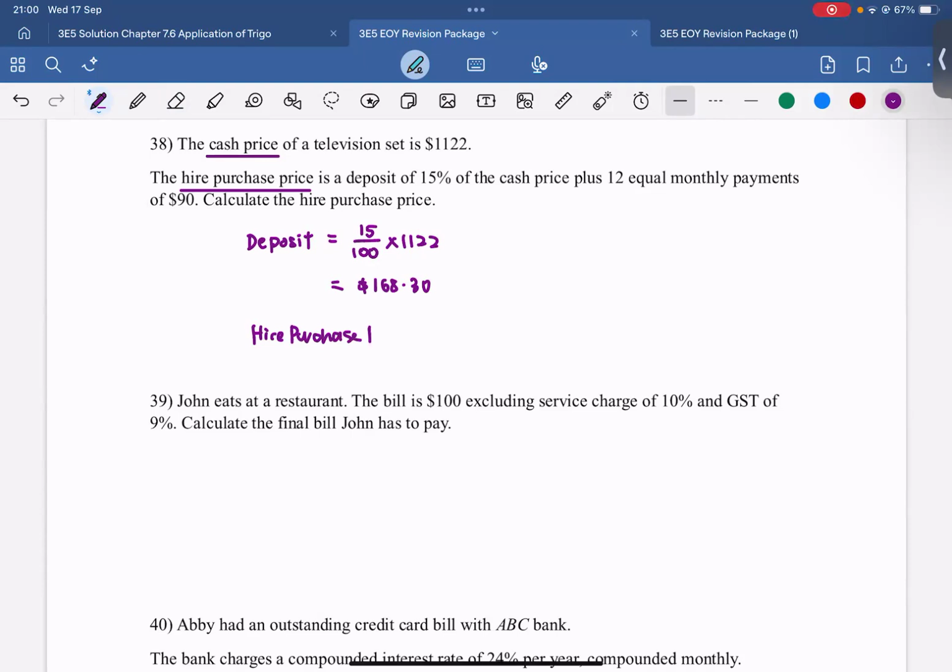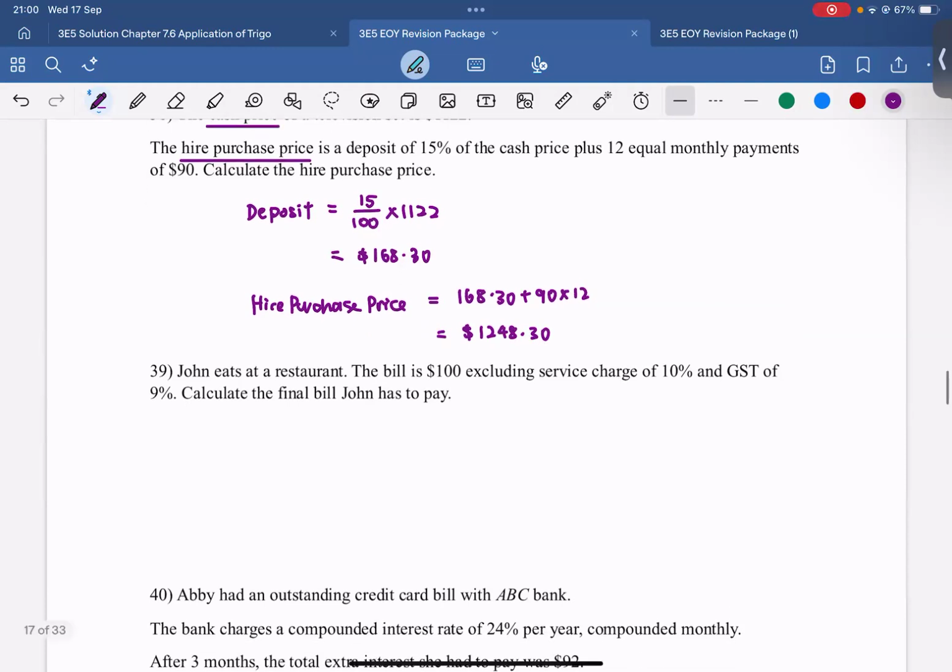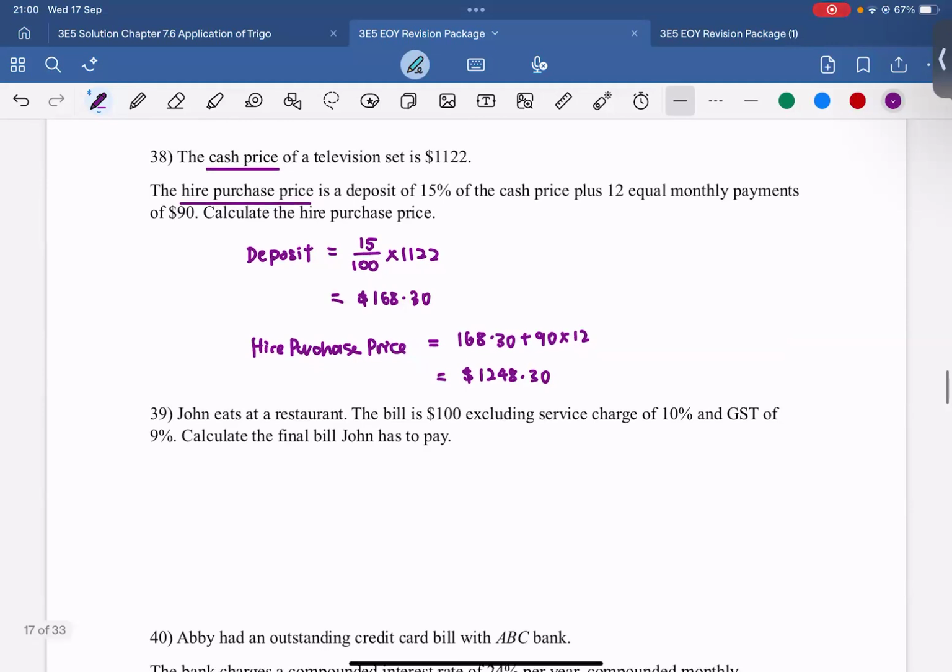So I can just put 0.3. No, you better don't. Why do you want to give people the chance to deduct your marks? Plus 90 times 12. I got it. 1248.30.